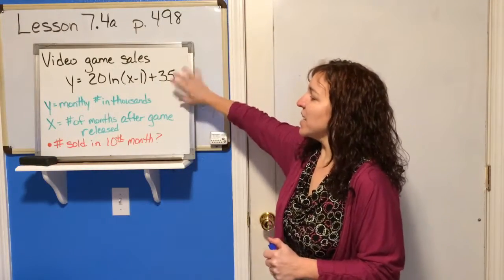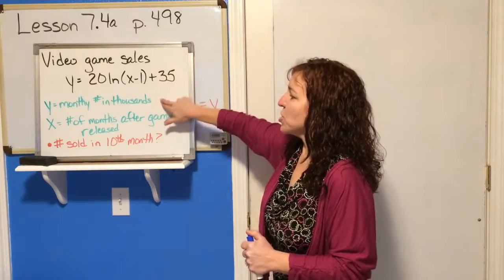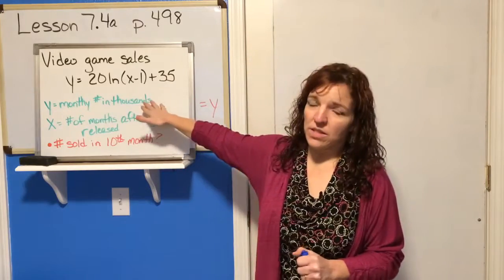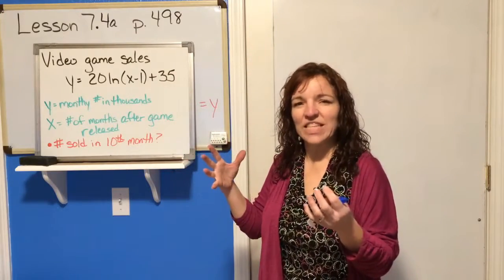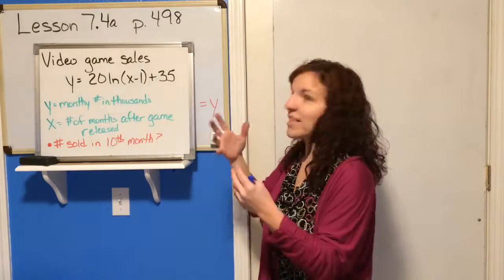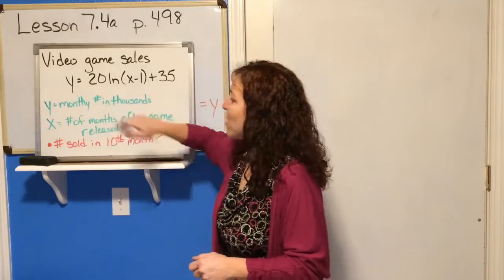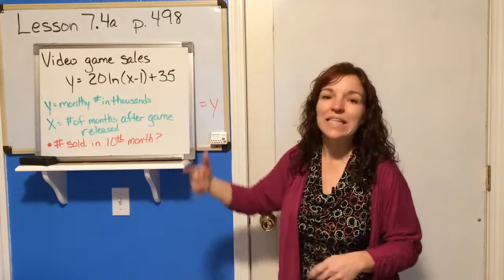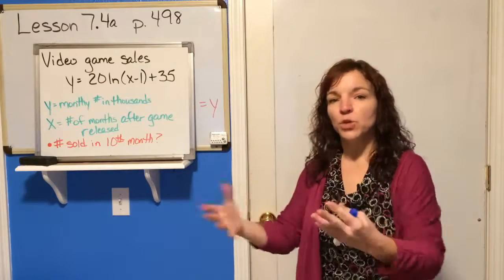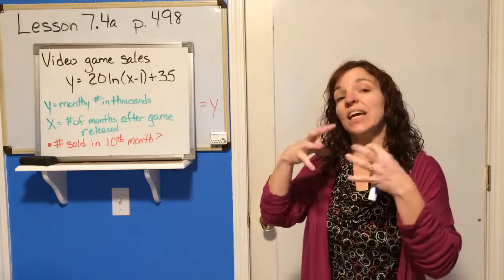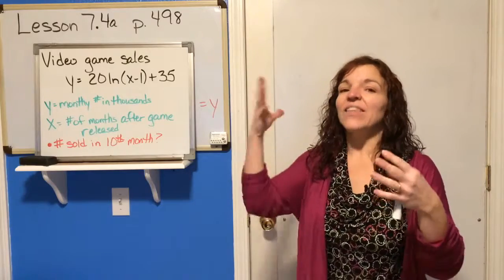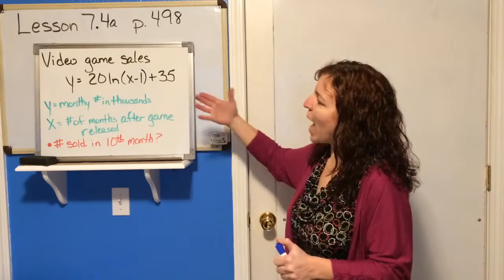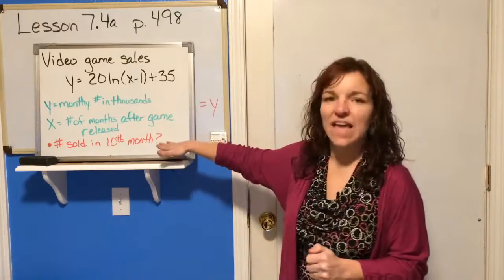In this case, they've indicated that this equation shows that Y is the monthly number of video games that are sold in the thousands. So they've made our lives easier by dividing this by 1,000 already. So the monthly number in thousands. And X is the number of months after a game is released. Once something new is released, it's going to sell a lot, and then as time goes on, it's going to sell less and less. So they want to know how many of these games we can expect to sell in the 10th month.